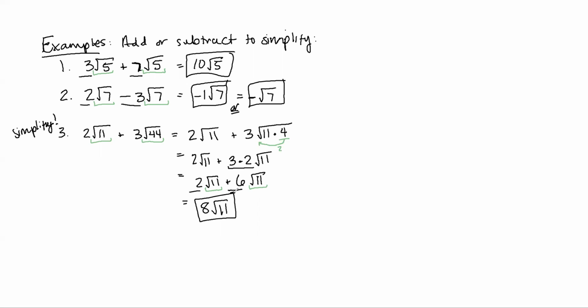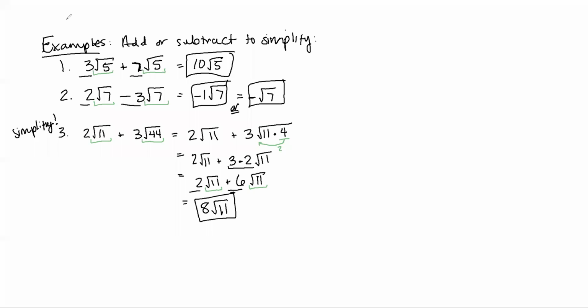That one was a little bit longer, but that's typically kind of how they'll look. You'll have to simplify the radicals down. If you can make them the same, then you can go ahead and add them together. So let's go ahead and try another one. Well, let's go ahead and do it over here.